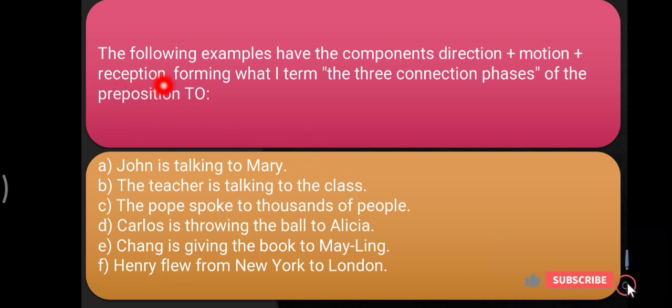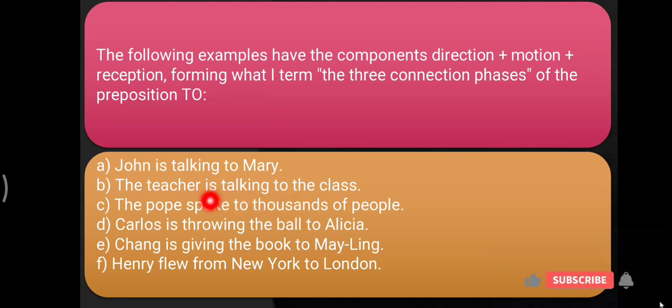Now the following examples have the components direction plus motion plus reception, forming what I term the three-connection phrase of the preposition "to". Here in these examples we will see that there are three components of the preposition "to". First there will be direction, second there will be motion or movement, while third there will be reception. Let's explain how these three elements are involved.